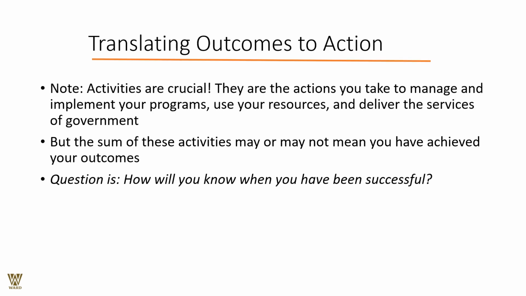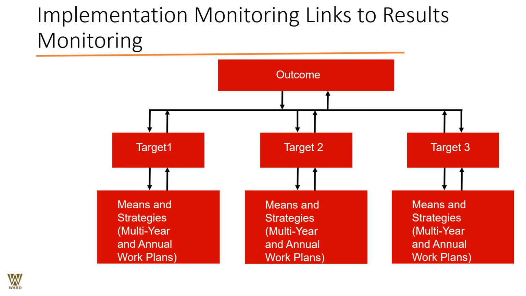Let us translate the outcomes into action. Note, activities are crucial. Activities are essential. But are they the actions that you take to manage and implement your program, use your resources, and deliver the services of the government? The summation of all these activities may not mean that you have achieved your outcome. The question is, how will you know whether you are successful or not? How will you know whether you are efficient or not? The question is whether the end objective and the means to the objective were correct or not.